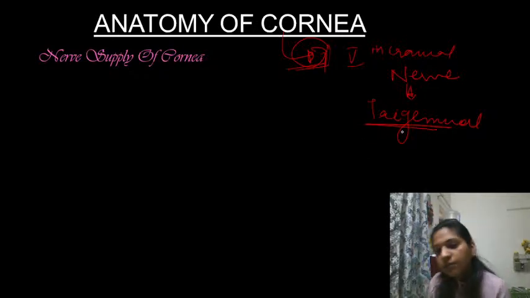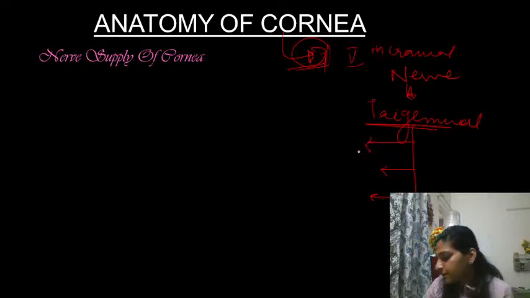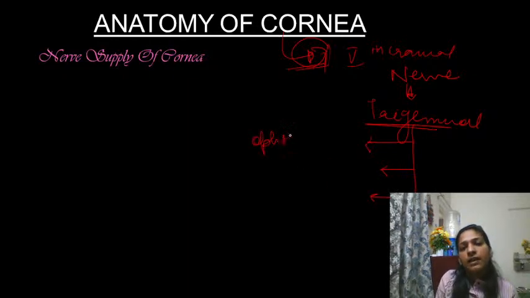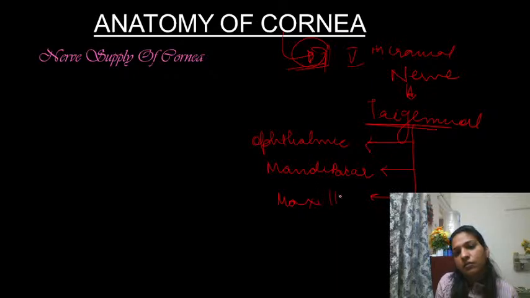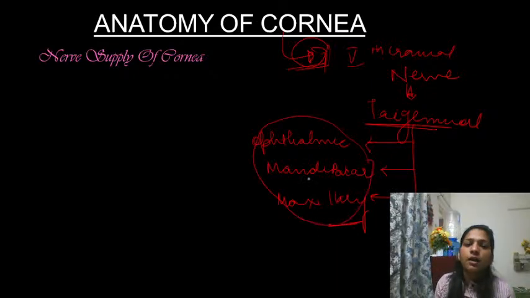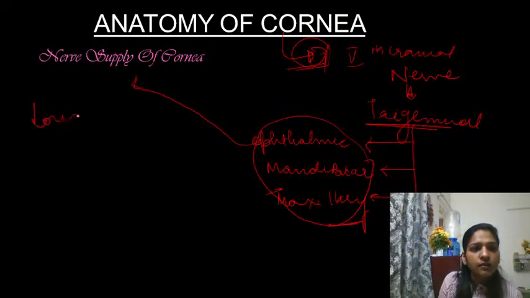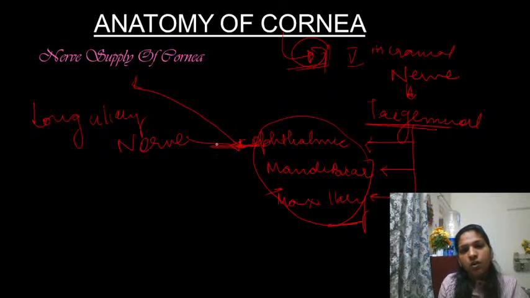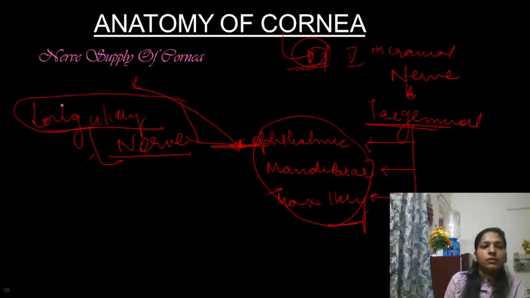Okay, trigeminal nerve. Now there are three branches of trigeminal nerve. Yes, Ashwani, you are right, it is trigeminal. Now you have to tell me the branches of trigeminal. First one is ophthalmic, second one is mandibular, third one is maxillary. These three are the branches of trigeminal nerve. Now for the sensory nerve supply of the cornea, it is long ciliary nerve, which is a branch of the ophthalmic nerve. It is the terminal branch of the ophthalmic nerve. It is long ciliary nerve. So this supplies the cornea.